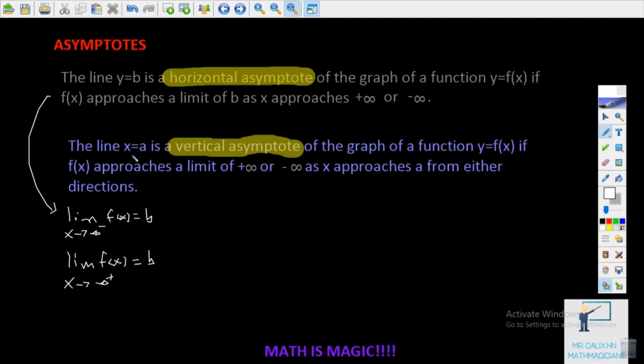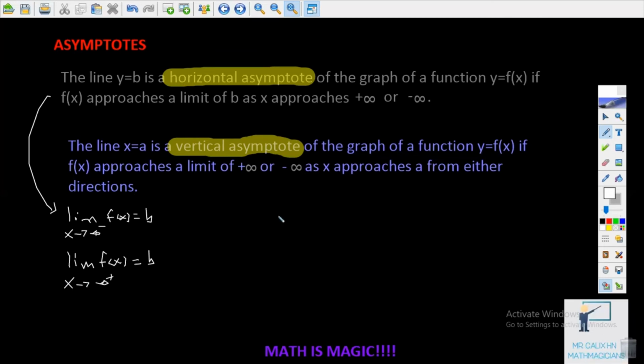Now this one says that x is equal to a is a vertical asymptote of the graph of the function y is equal to f of x if the function approaches a limit at positive or negative infinity as x approaches a from either direction.